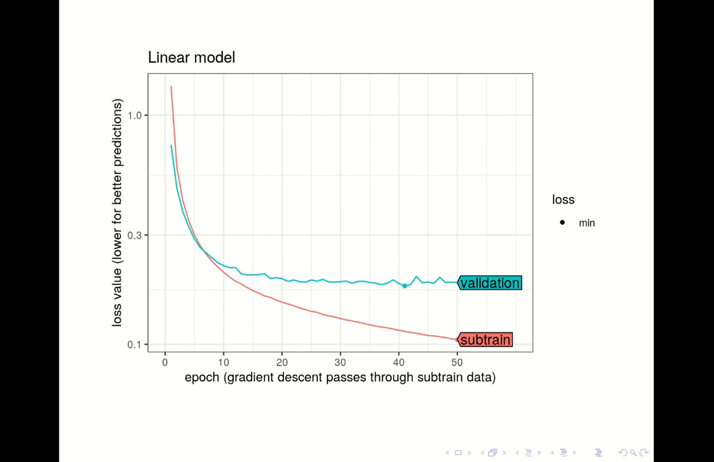And so when we do that and we learn the linear model with Keras, we see these characteristic learning curves that we saw in the last tutorial, where the subtrain loss is always going down as a function of the number of epochs, or the gradient descent passes through the subtrain data. With respect to the validation set, we see it goes down up to a certain point, and then it starts to flatten out and even go up a little bit. So it says that for this model, probably we shouldn't go more than about 40 epochs through these data.